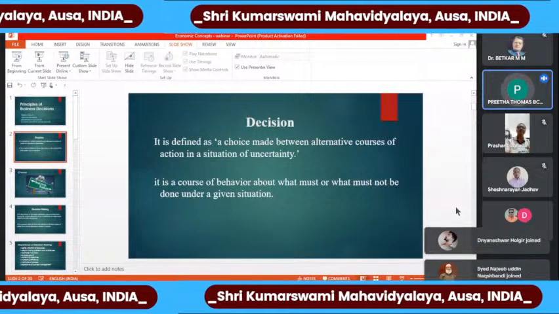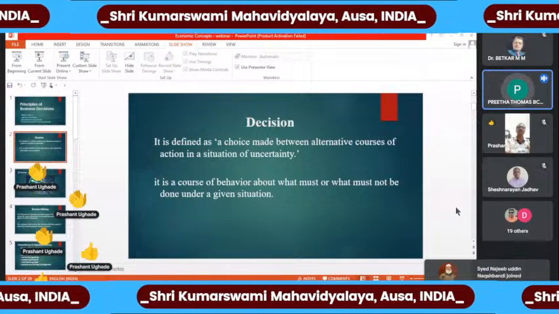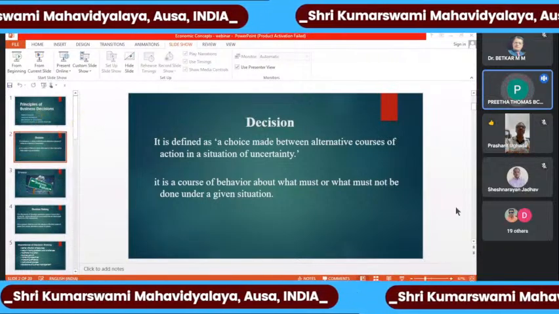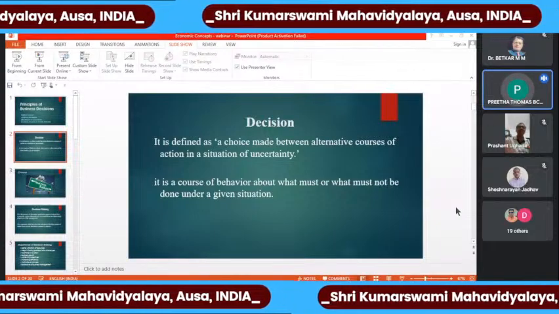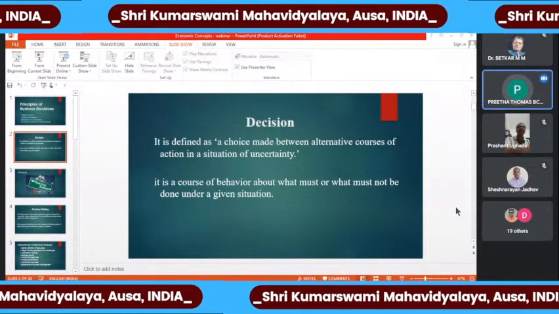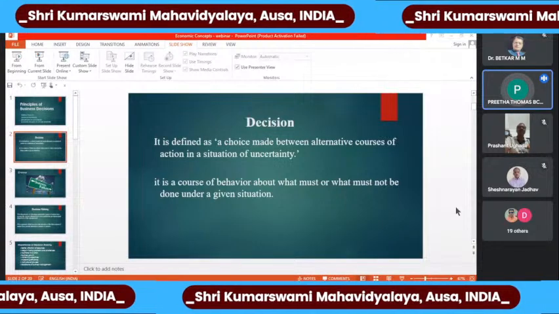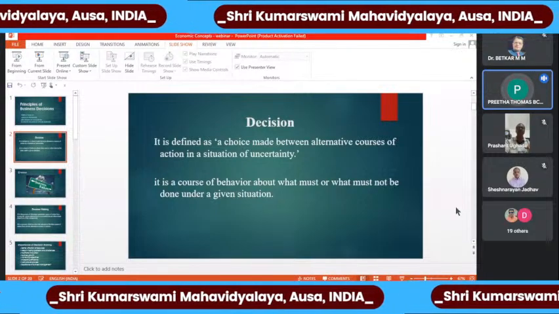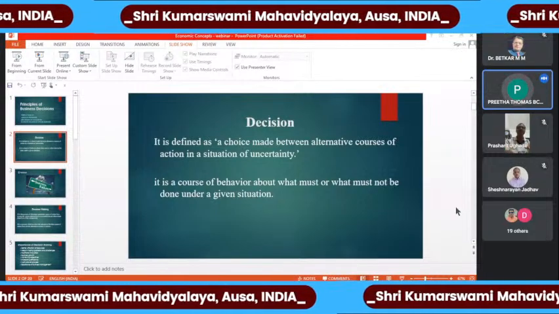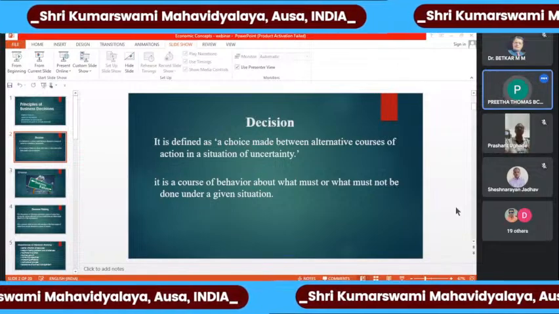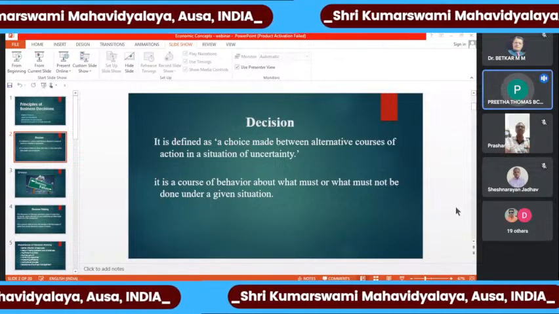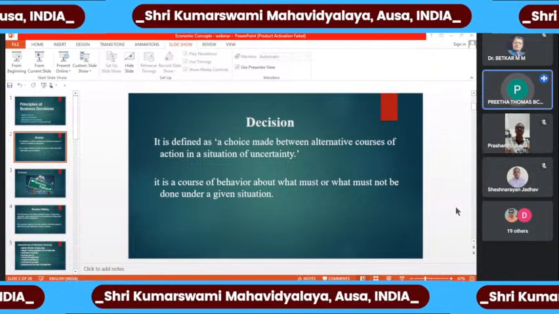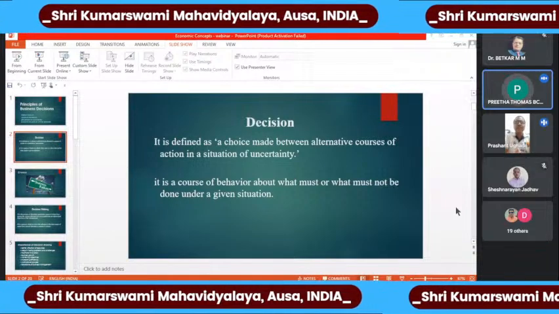Apart from decision, there is something known as decision making. Decision making is the process of choosing a particular course of action from among the various alternatives to accomplish the predetermined objectives. It is a process that involves selecting the best course of action from several alternative courses of action. Decision, we said, is the choice. So decision making is the process of making the choice, the process of choosing a particular course of action.